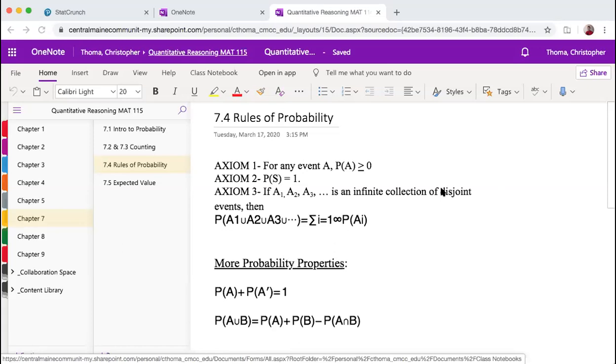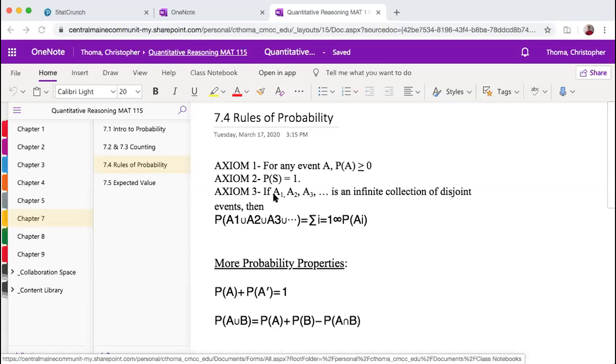All right. So for any event A, the probability of that event has to be greater than or equal to 0. It cannot be a negative probability. For Axiom 2, if I add up all the probabilities in the sample space, so if I take your Venn diagram and find a probability for every possible situation and add them all together, it has to equal 100%. If it does not, you either missed something if it's less than 100%, or if you're over 100%, you double counted something.